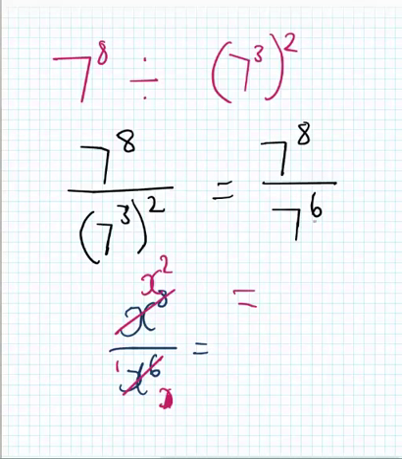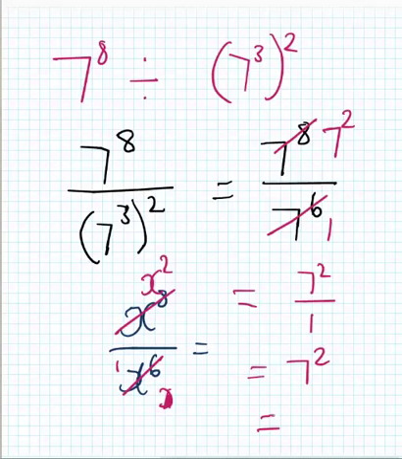Take away 7 sixes from the bottom, just a 1, and take away 7 sixes from the top, we're left with 2 sevens, or 7 squared. So we end up with 7 squared over 1, which is just 7 squared. And of course, we can evaluate it. 7 squared is 49. And that's your final answer.